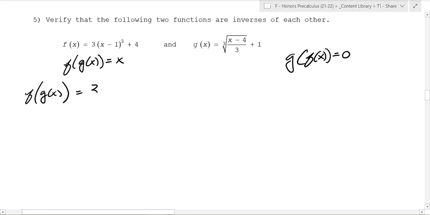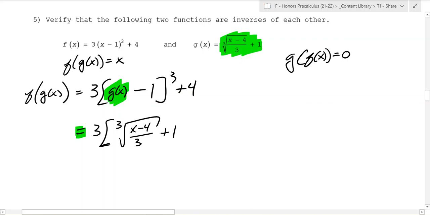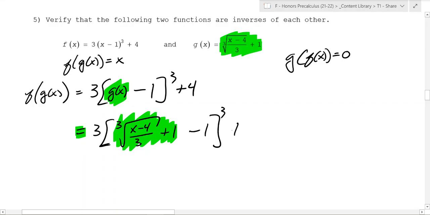So it's going to be, here's f, 3 times g of x minus 1 to the third plus 4. So instead of g of x, what are we going to write? Here's our g of x right there. We're going to take that and plug it in right there. So that equals 3 times the cube root of x minus 4 over 3 plus 1. That is g of x right there. We plugged it in for x, and there's this minus 1 still here, and it's cubed plus 4.